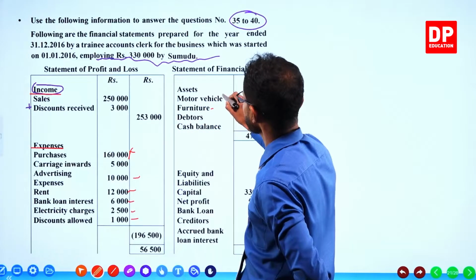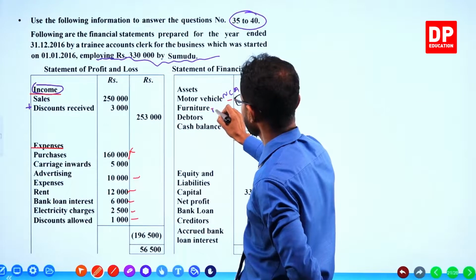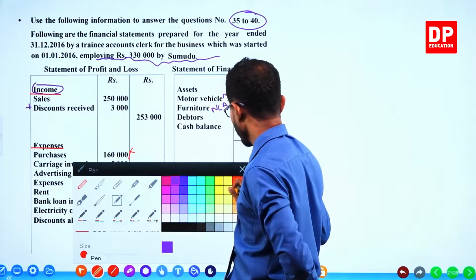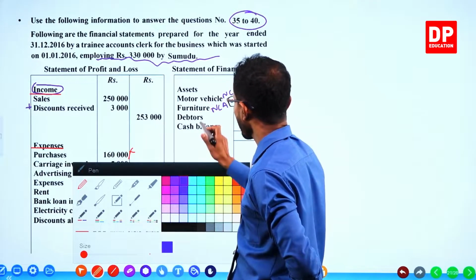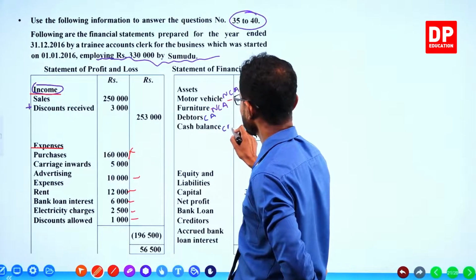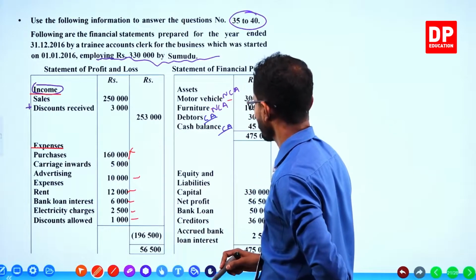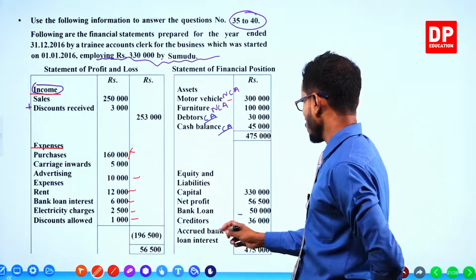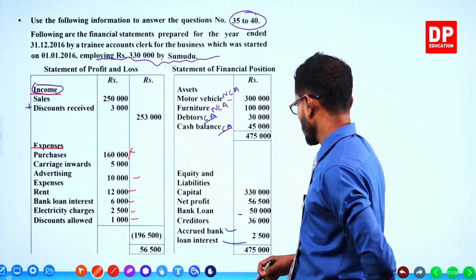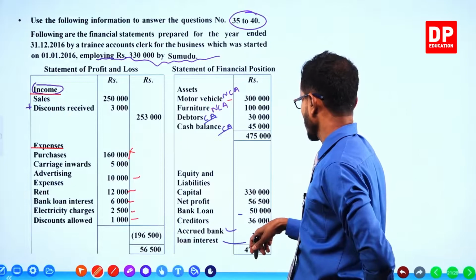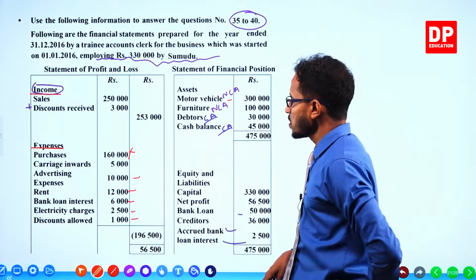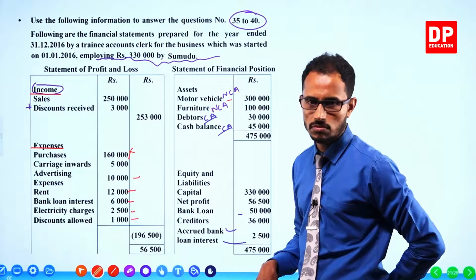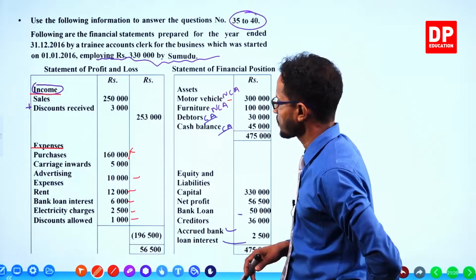See, these are non-current assets, furniture also non-current, but debtors and cash are current assets. Equity and liabilities: capital, net profit, bank loan, creditors, all together. So many mistakes. I'll just say that and I'll move on. Many mistakes are there.